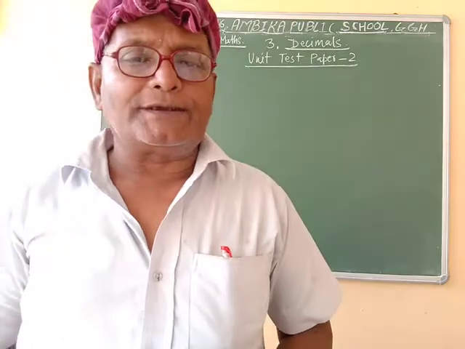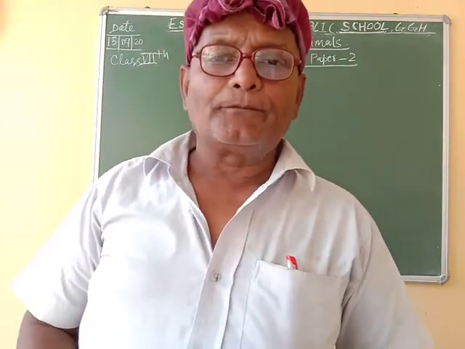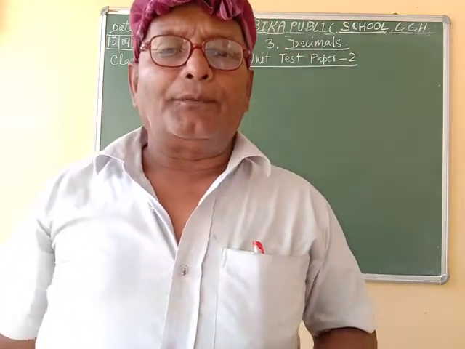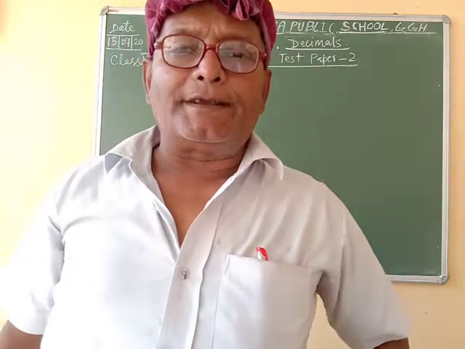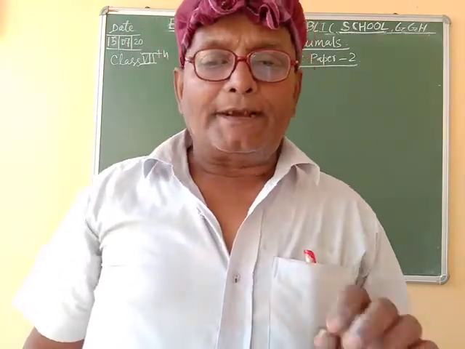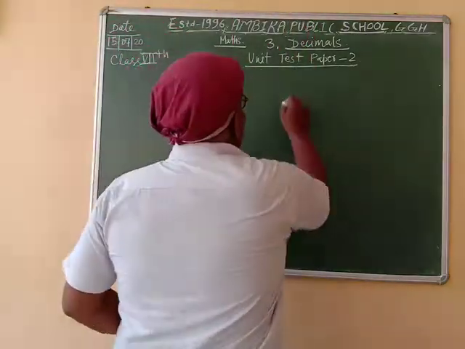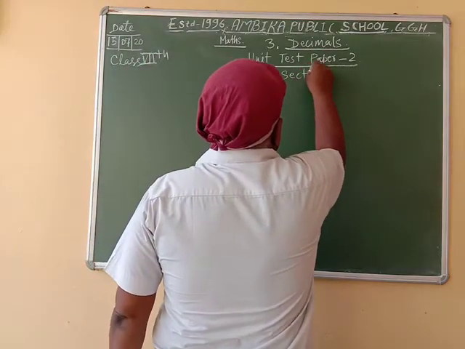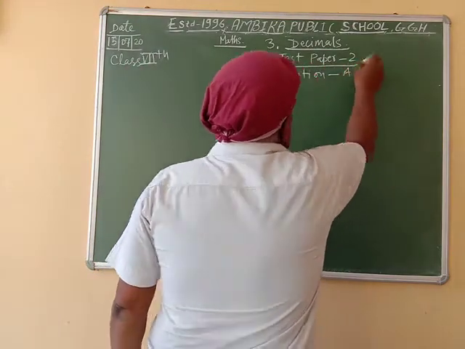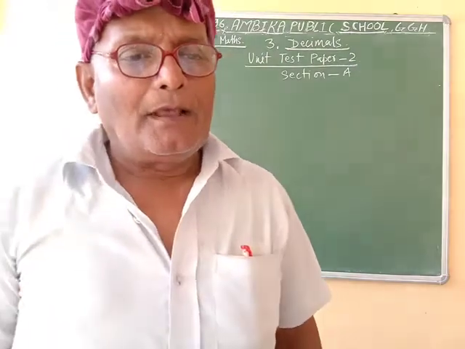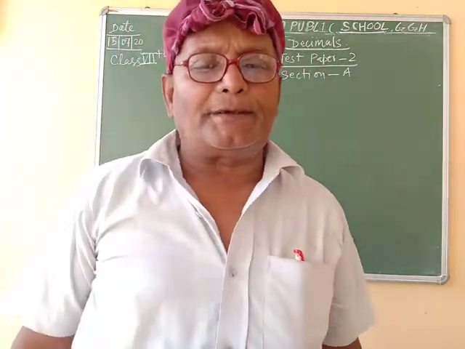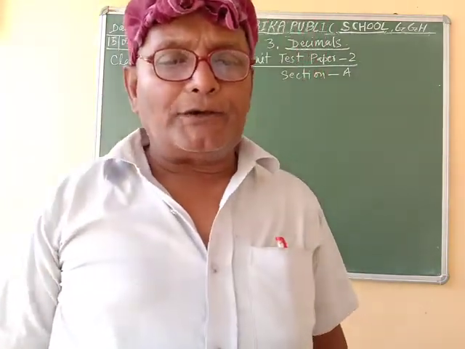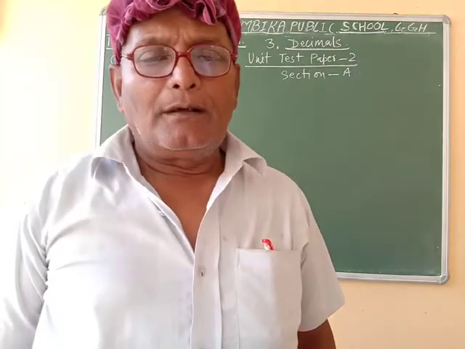Today I am going to start unit test paper 2 of the decimal chapters, section A. In section A, the first question is: what should be subtracted from 8 1/2 to obtain 4 7/8?